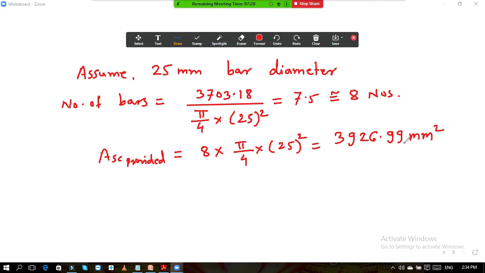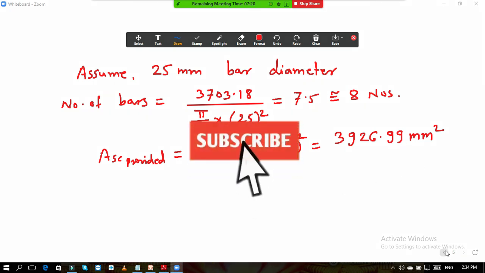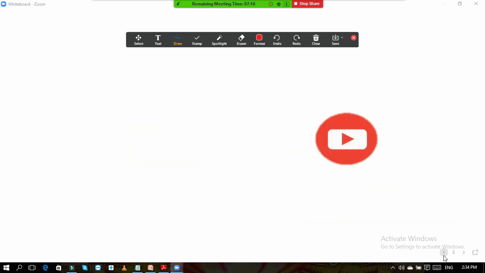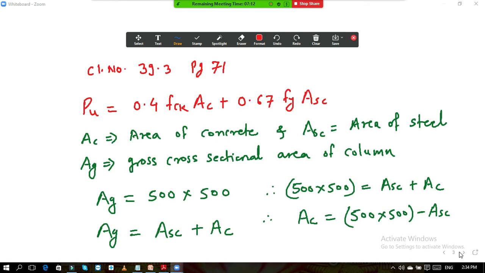Now this is our longitudinal reinforcement, so the design of longitudinal reinforcement is over. Let us take a short recap of what we have done. We calculated the minimum eccentricity, e minimum 20 mm, then calculated the actual eccentricity. From that we decided that we can use this formula to calculate the load carrying capacity of the column: Pu is equal to 0.4 fck Ac plus 0.67 fy Asc.